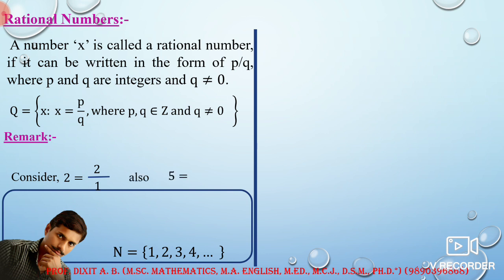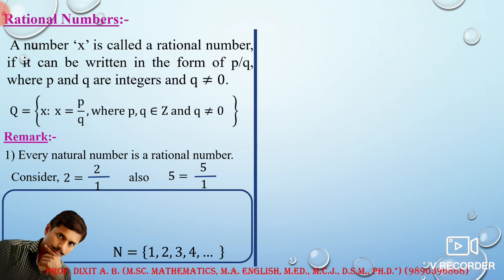I will check one more number, consider 5. Similarly, 5 can be written as 5 upon 1. So I can express every natural number in the form of p upon q, where for all natural numbers the denominator will be 1. So they are of the form p upon q. Second condition, p and q are all integers and the denominator is 1, so not equal to 0. So can I say my first remark: every natural number is a rational number.